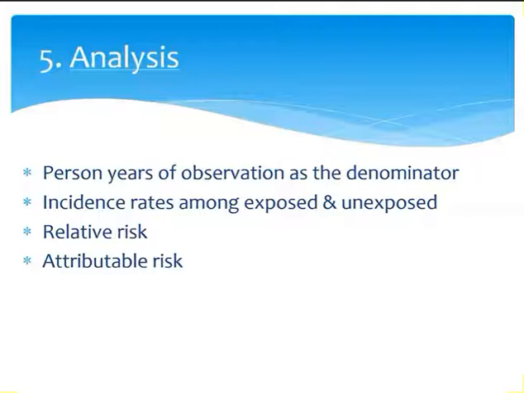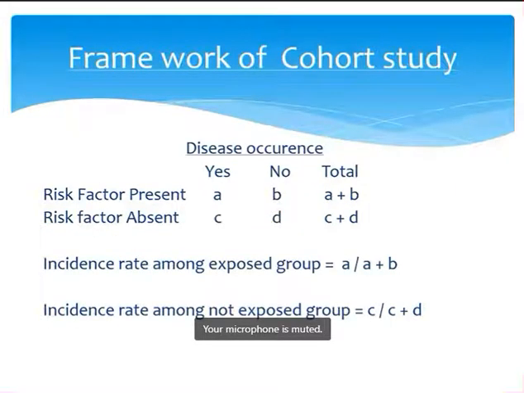This is the framework of a cohort study, as you've seen in a 2x2 table. You begin by looking at exposures. The risk factor is present in a particular group and the risk factor is absent. And then you're looking at the disease occurrence, whether it's yes or no. We have seen what ABCD means. Now you can calculate incidence rate. Among the exposed group, incidence is A upon A plus B, and incidence among the not exposed group is C upon C plus D. So you have got two rates of incidence: incidence among exposed and incidence among non-exposed.